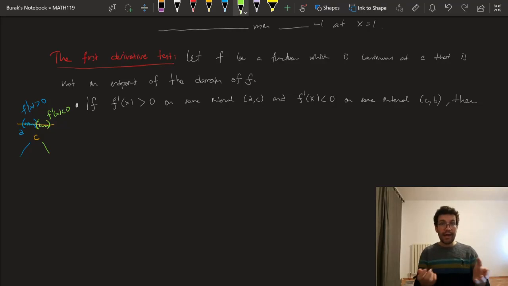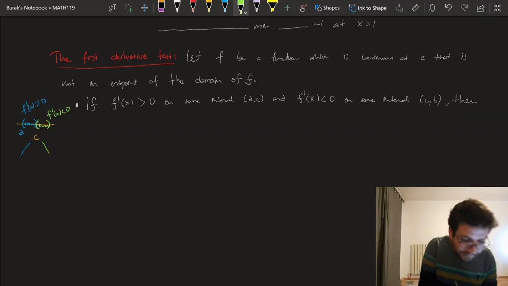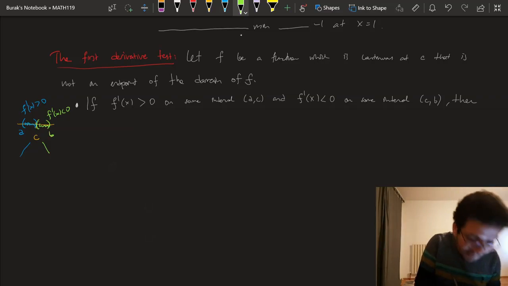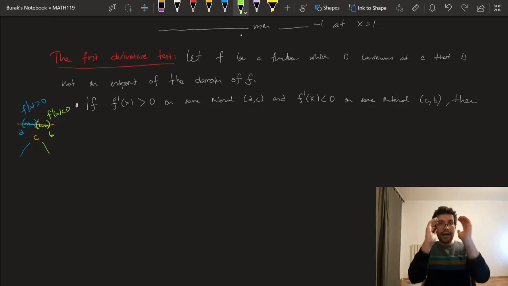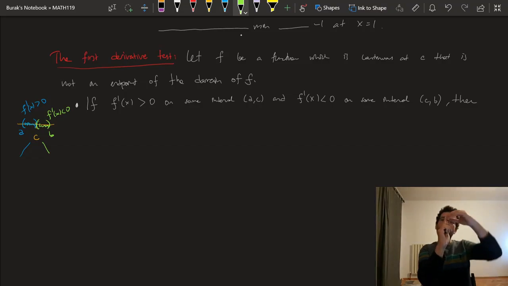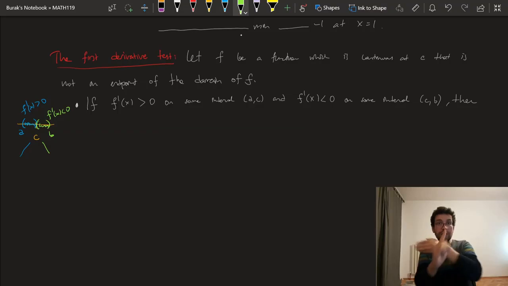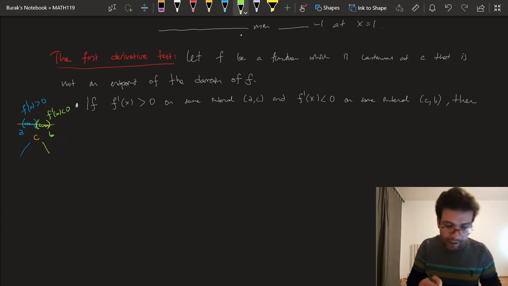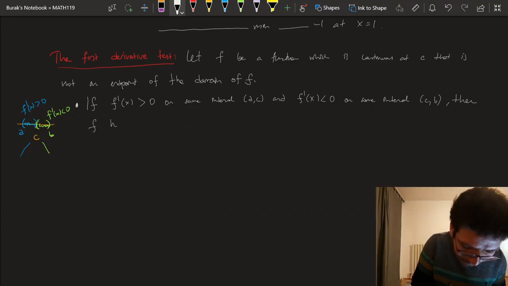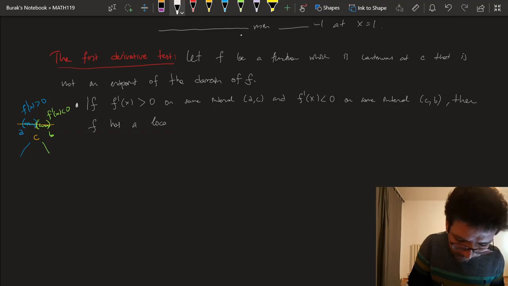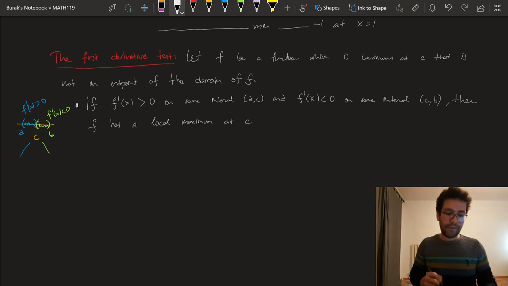You will have a local maximum, because if you take this interval AB, that will be a neighborhood of C, and in that neighborhood, on the left of C, all the values will be less than f of C. On the right of C, all the values will be less than f of C. And then f of C will be greater than or equal to f of x for all x in that neighborhood. Okay, so you will have a local maximum. F has a local maximum at C.